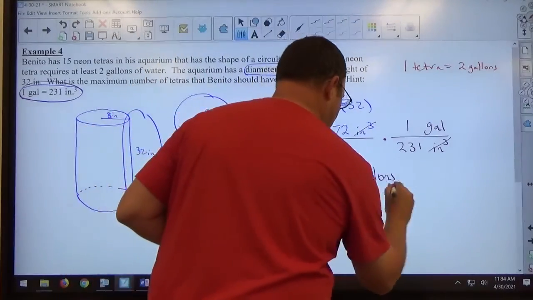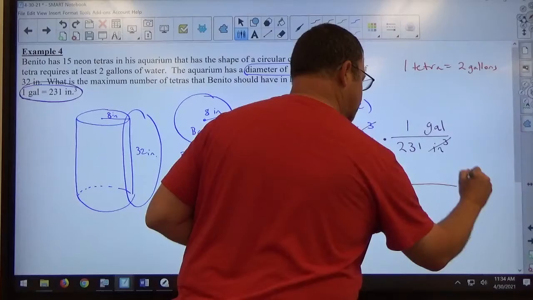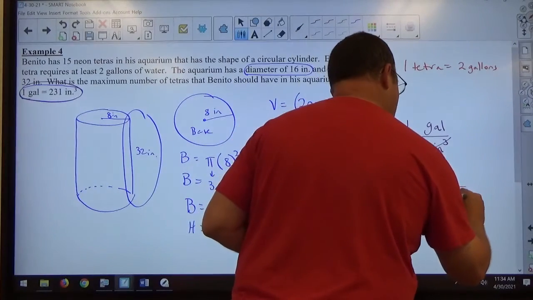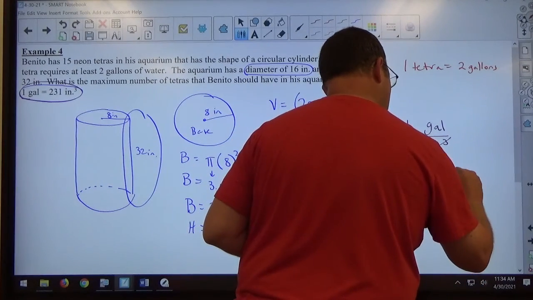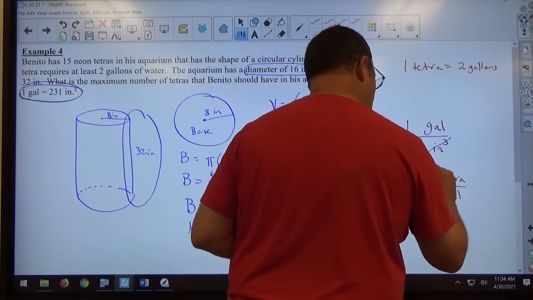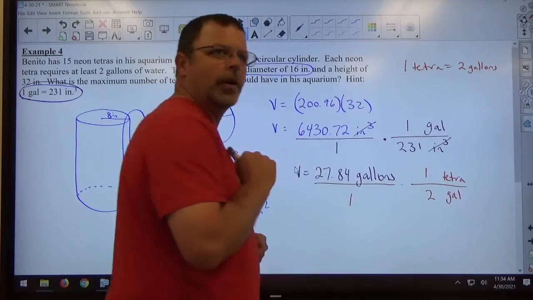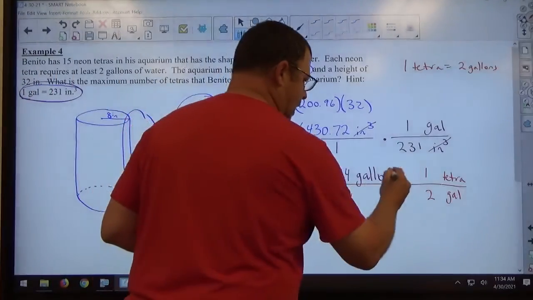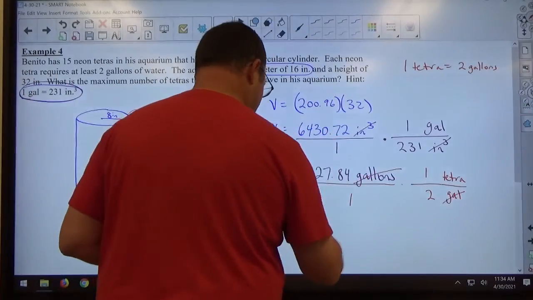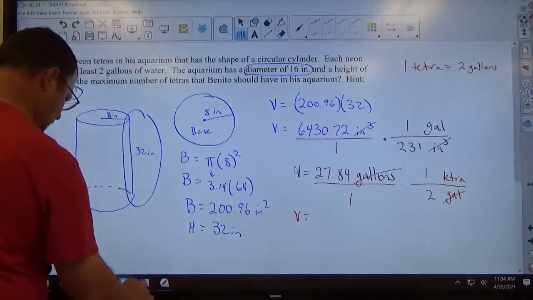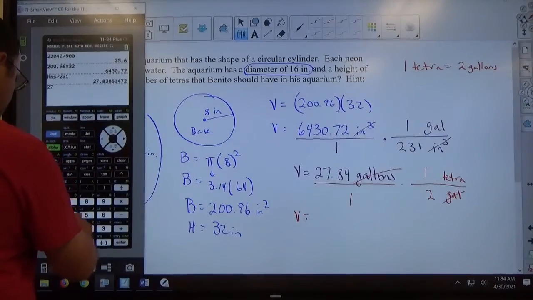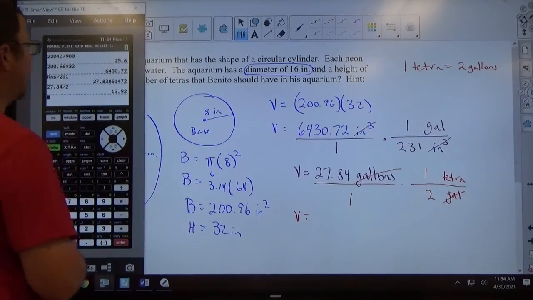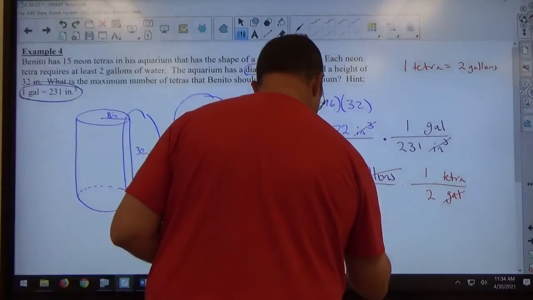So currently gallons lives in the numerator. I'm going to put gallons in the denominator. I'm going to put tetras in the numerator. One of these equals 2 of those, right? Gallons cancels gallons, divide, we get volume is equal to 27.84 divided by 2. Being lazy here for that one. 13.92 tetras.